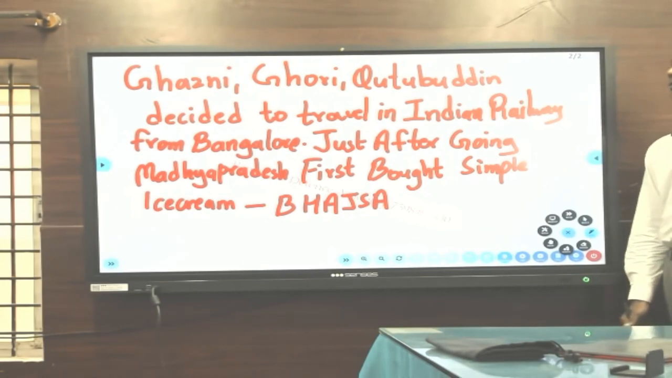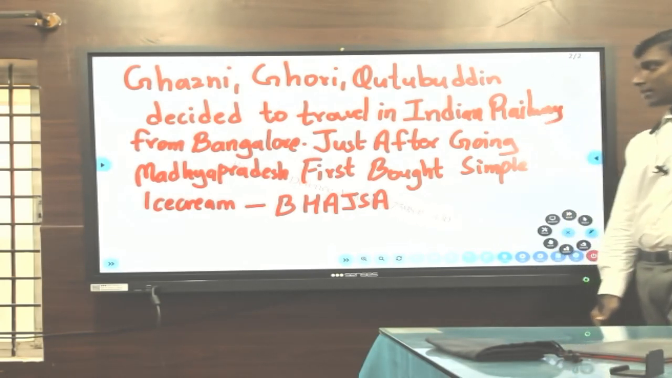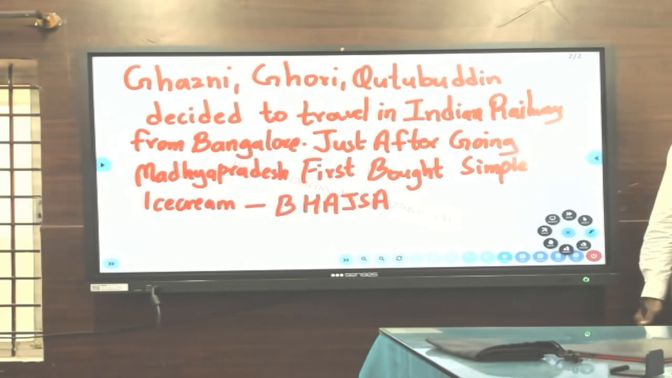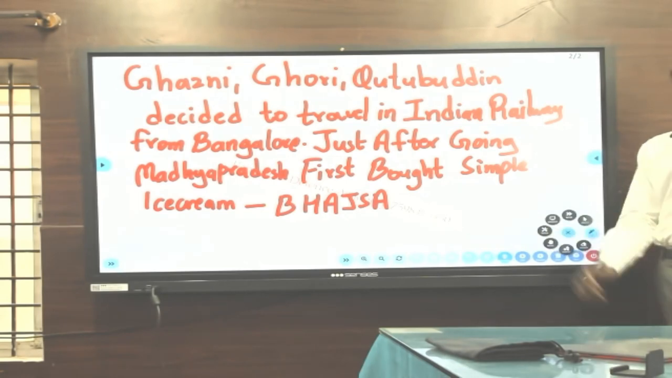Ghazni Ghori Qutubuddin decided to travel in Indian Railway from Bangalore. Just after going Madhya Pradesh, first bought simple ice cream. Okay, this is the story.